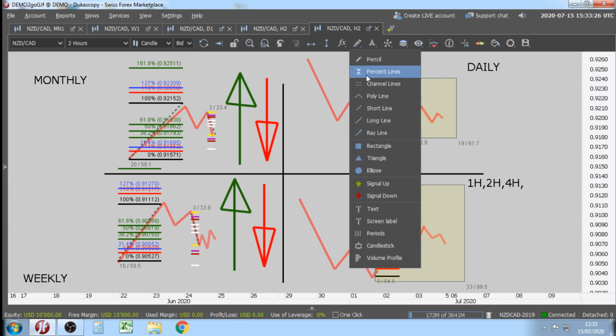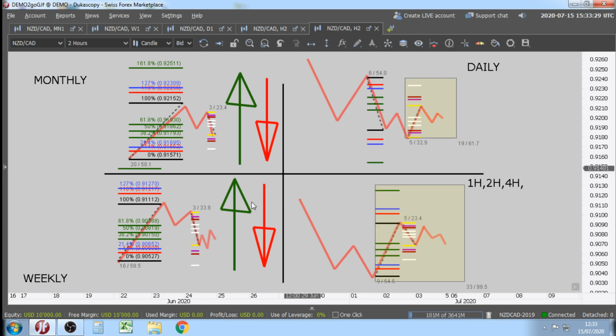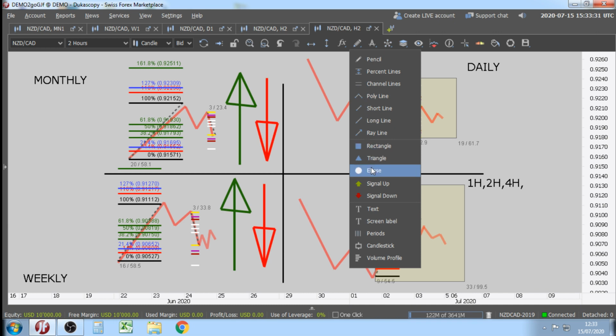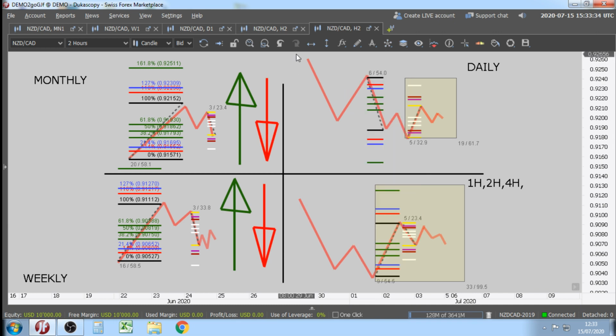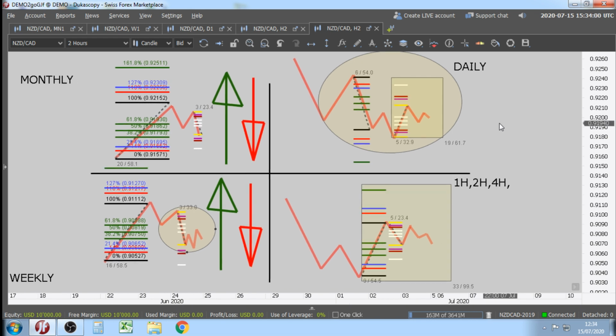And let's spread one more. So let's put a circle. So we're going to have a quadrant and a circle, everybody. This circle on the daily is this circle on the weekly. You are looking at the exact same thing, right?